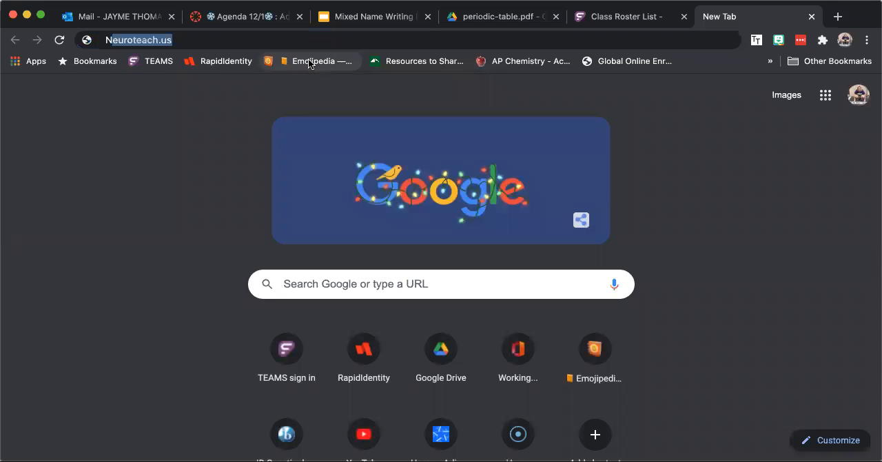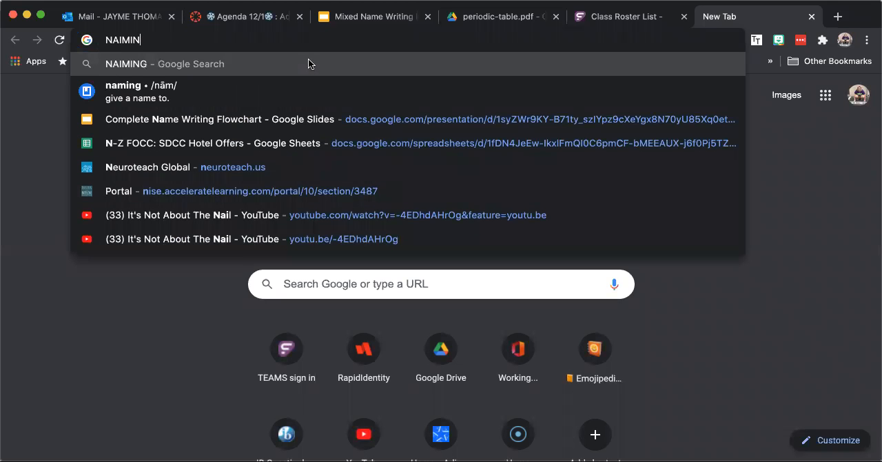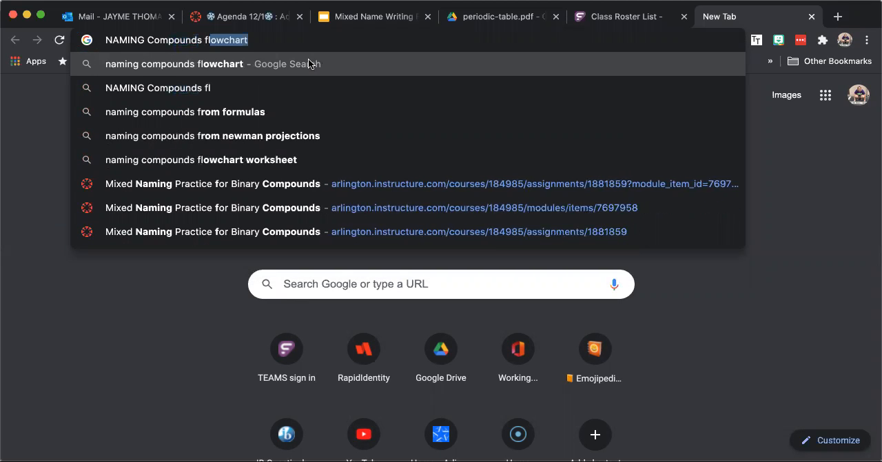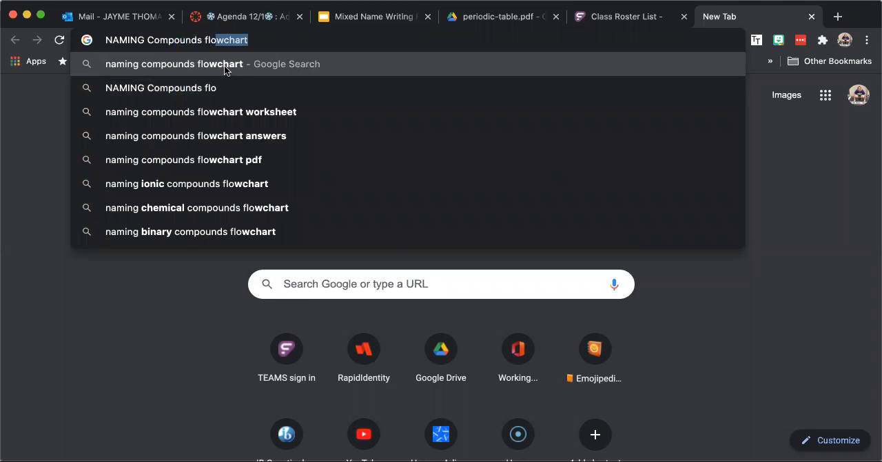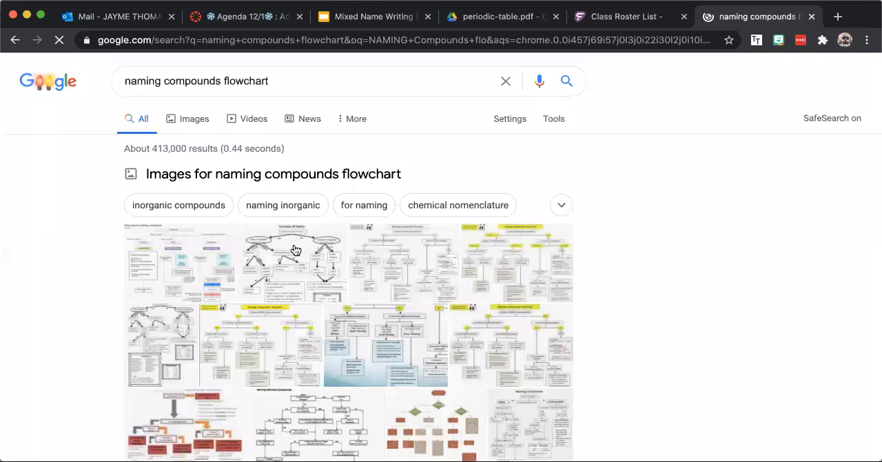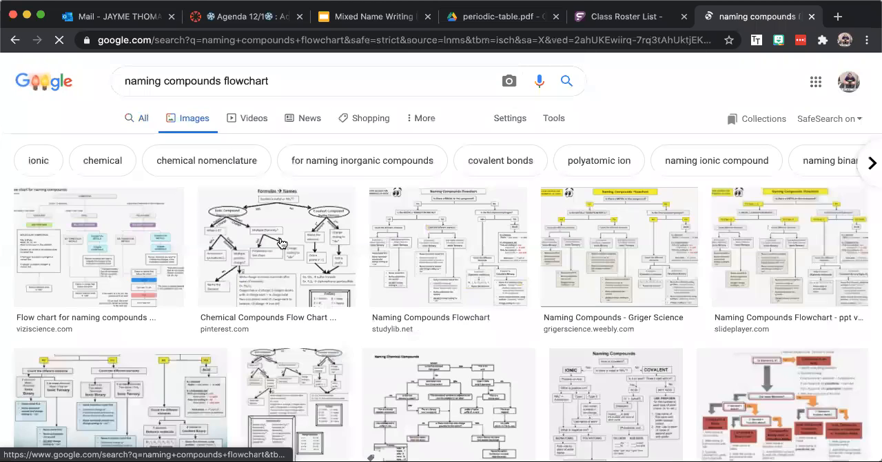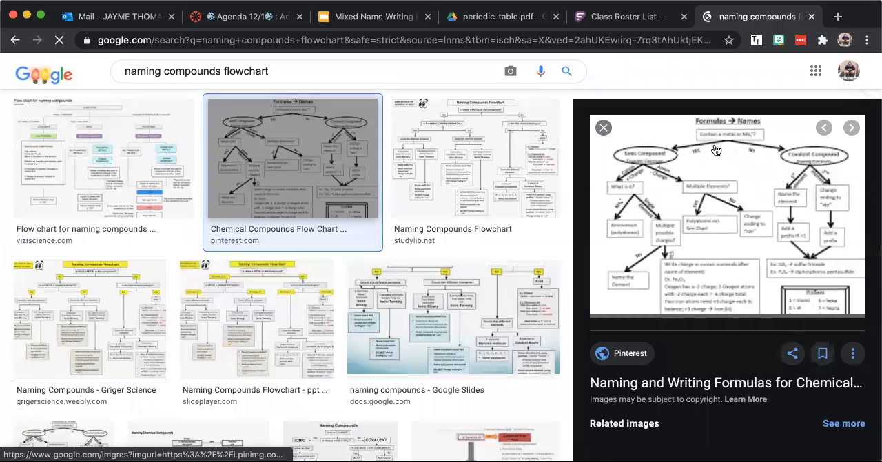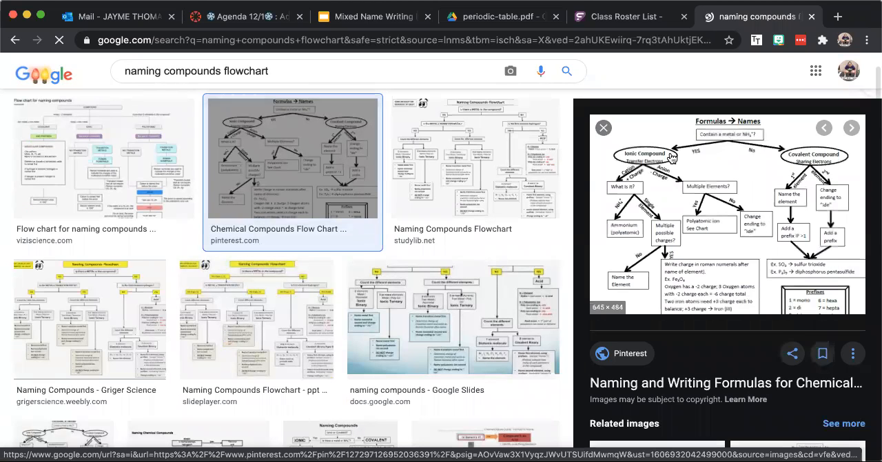So naming compounds flowchart. If I just Google it for naming compounds, there's several different ones, okay? They all pretty much do the same thing. Some of them are just organized a little differently. But it all starts off with, does it have a metal or ammonium? Because that's going to tell us if it's an ionic or a covalent compound.